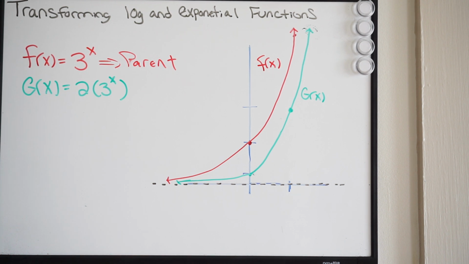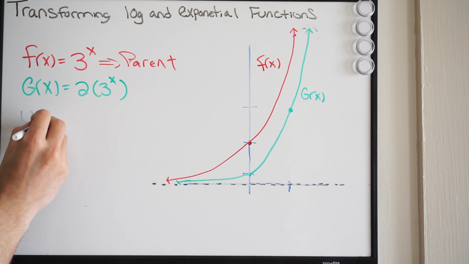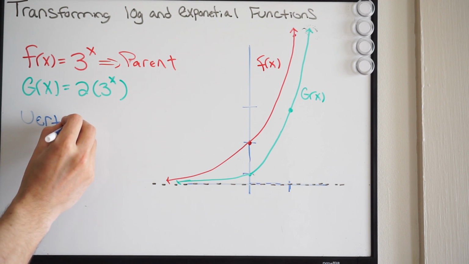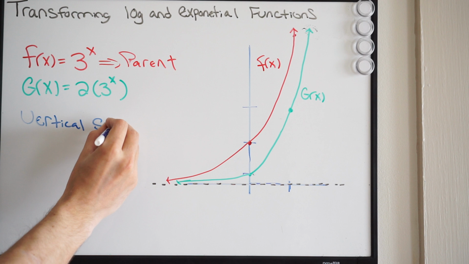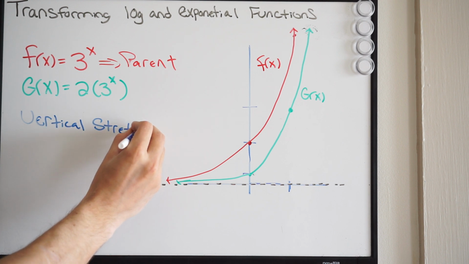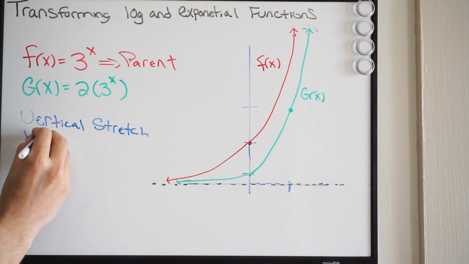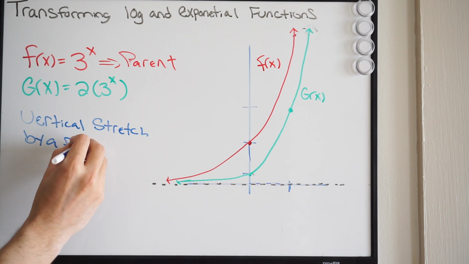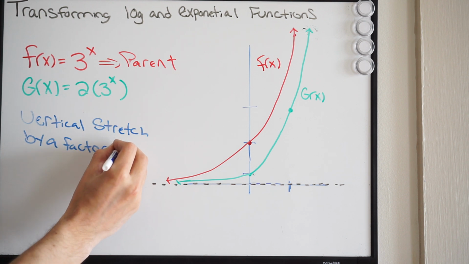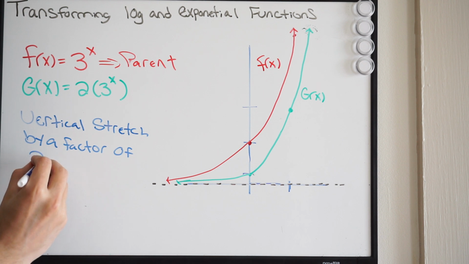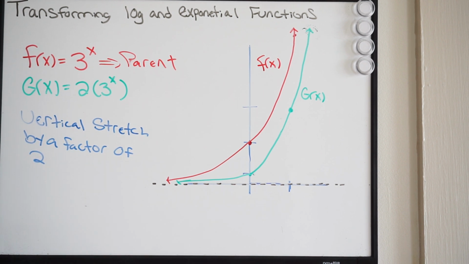So let's write that down. A vertical stretch by a factor of 2. Okay, so a vertical stretch by a factor of 2. Okay, and that's it for this one. All right, so that was the transformation that took place. All right, let's try another one.